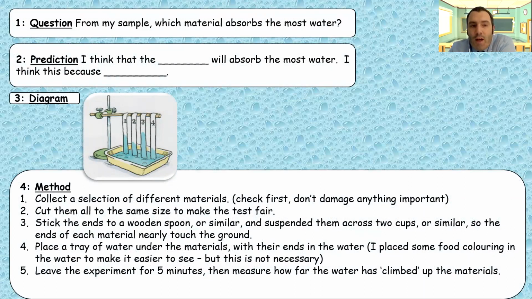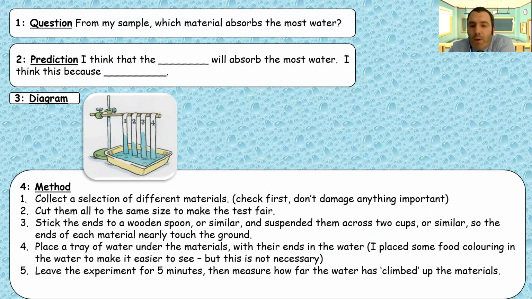Now, the third step, stick the ends to a wooden spoon or similar and suspend them across 2 cups or similar so the ends of each material nearly touch the ground. Place a tray of water under the materials with their ends in the water.